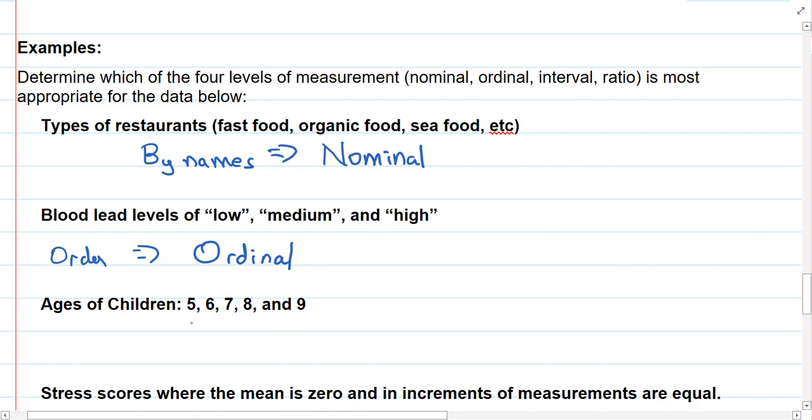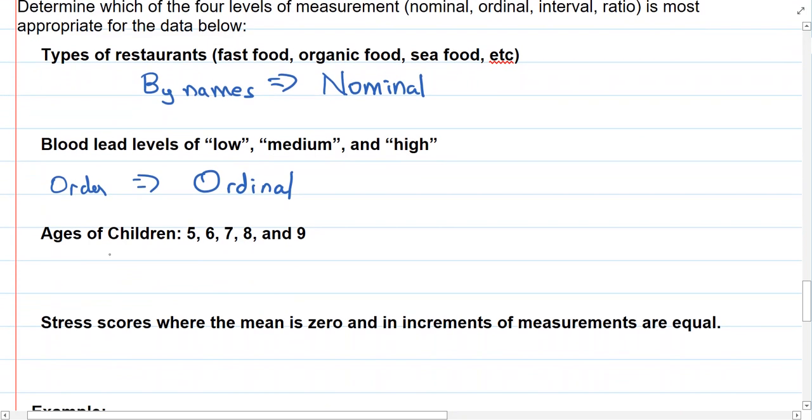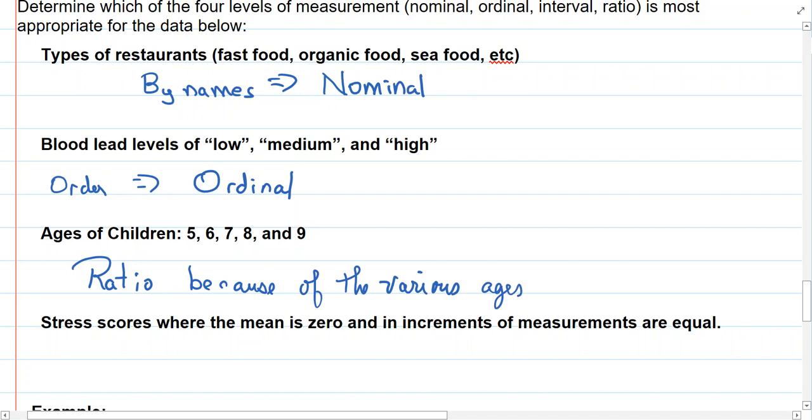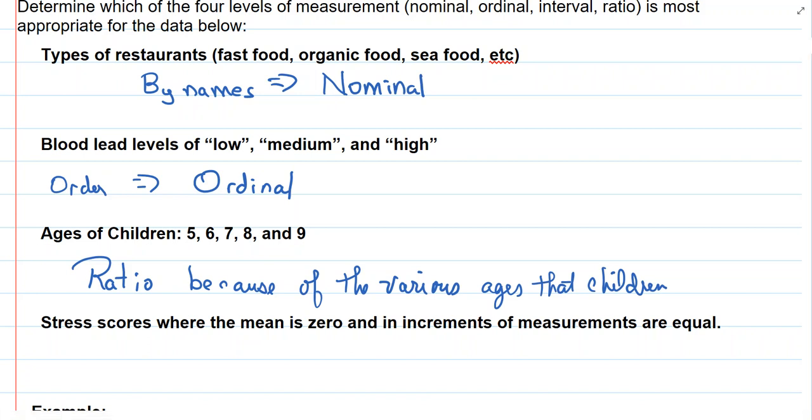Ages of children: 5, 6, 7, 8, and 9. Now this one's a hard one. It is a ratio. And that's because of the various ages that children have. Because you can have 5.5, you can have 5 3/4, those type of categories. And so therefore it is a ratio.